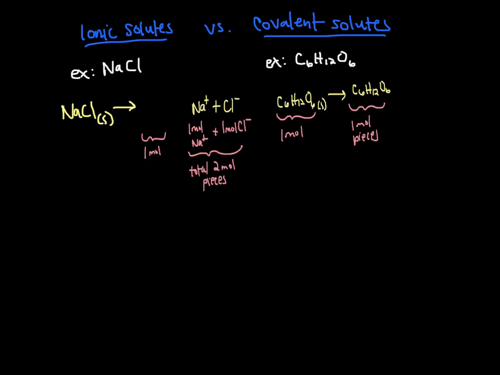So your ionic compounds actually break into more than one piece, and then you end up with more solute pieces floating around in your solution than your covalent solutes would. What that really means is that ionic solutes would have more effect on a colligative property like vapor pressure than covalent solutes would, or at least the same amount of ionic solute would have more of an effect than the same amount of covalent, because ionics break into pieces.